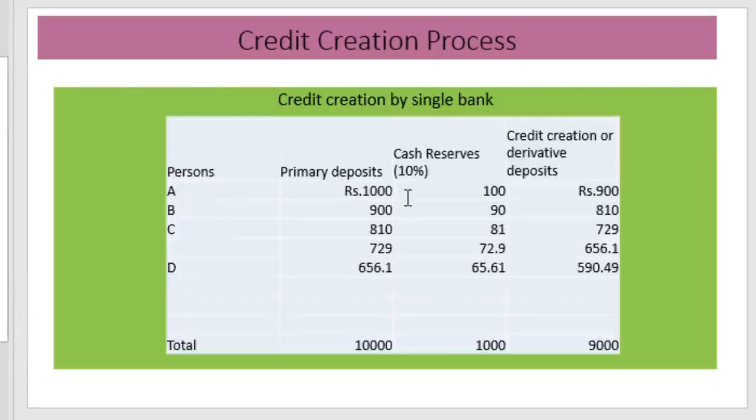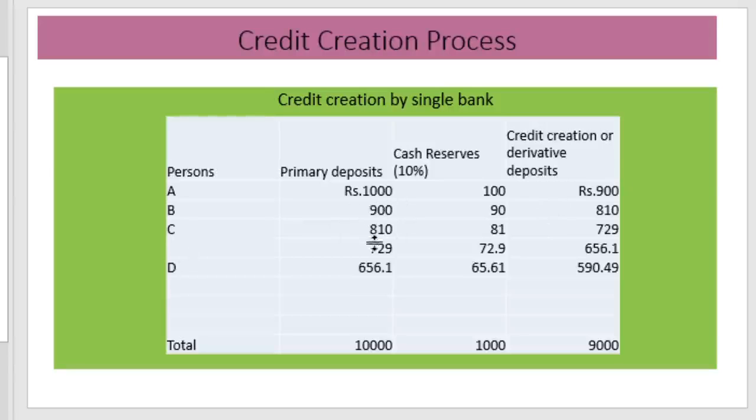And here, credit creation process by a single bank is explained. Suppose a deposit of 1,000 rupees in a bank. Then cash reserve is 10%. That is, out of 1,000 rupees, he has to keep 100 as reserve. Then initial excess reserve is 900. This 900 can be given in the form of loan to another person, say B. Bank sanctions loan to B and the amount is deposited in his account. This is known as derivative deposit.